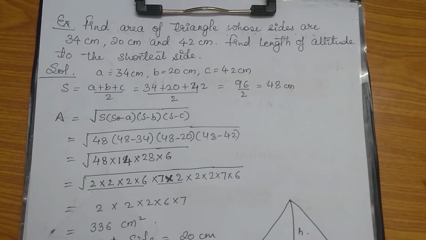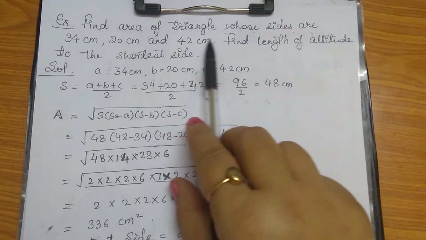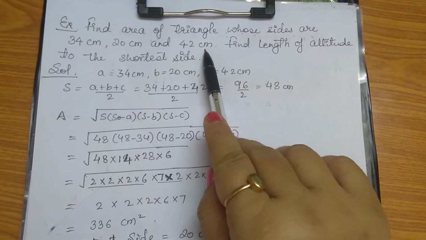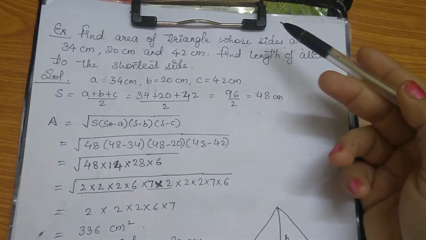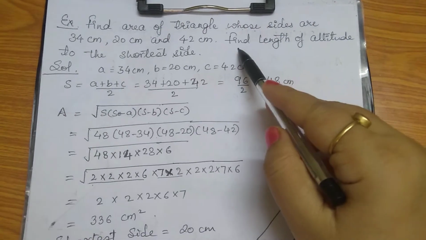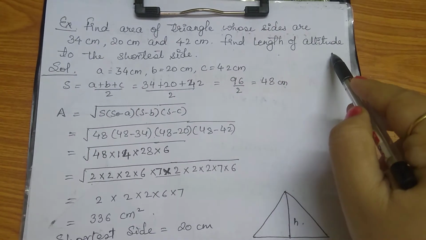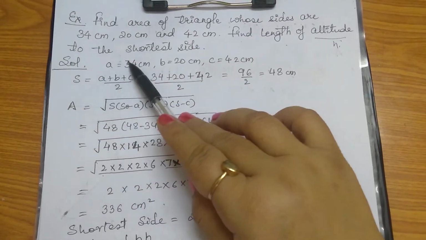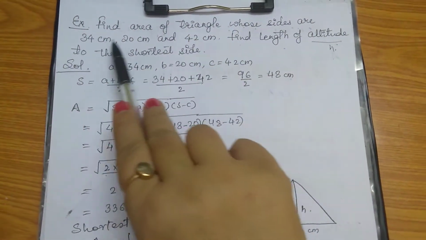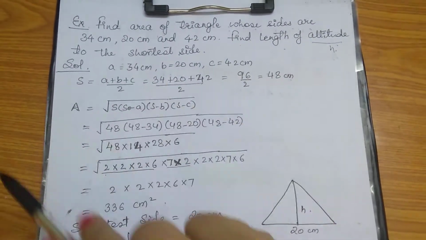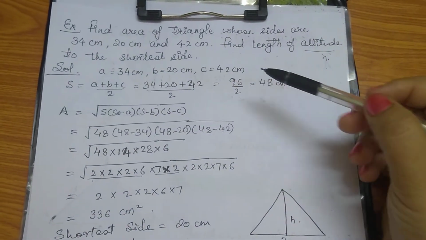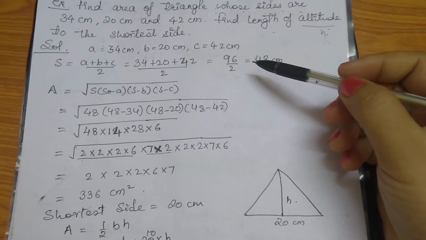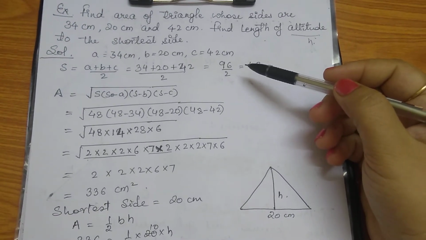Now let me explain with an example over here. Find the area of a triangle whose sides are 34, 20 and 42 centimeters. You have to find the area for such a triangle, and there's a part of it also: find the length of the altitude, meaning height, perpendicular, to the shortest side. Now we have three sides, so shortest side. Now to find the first half of the question, we have to use Heron's formula. Now how do we get to know about this?